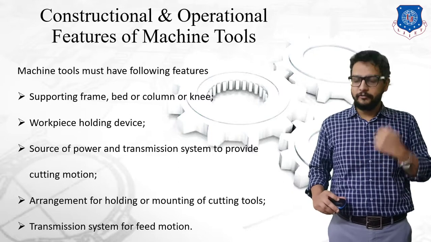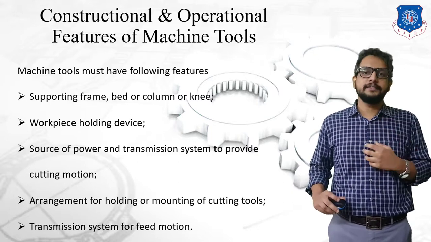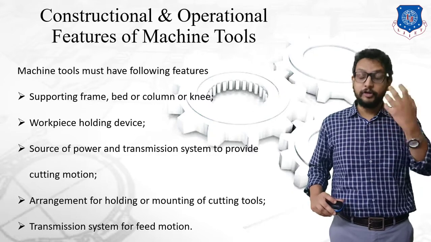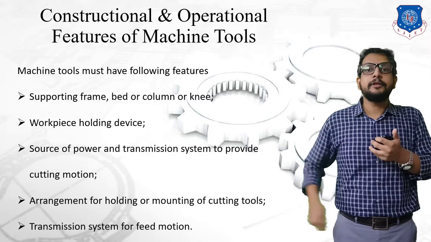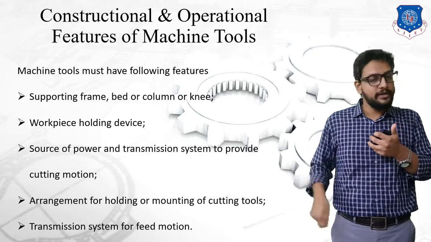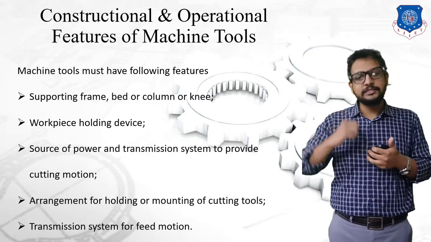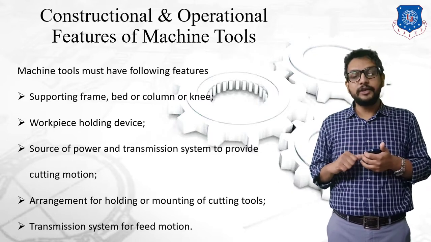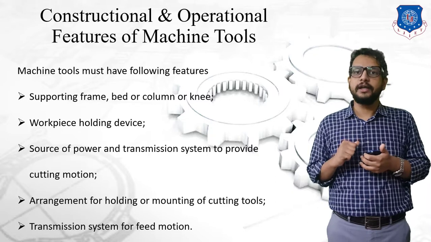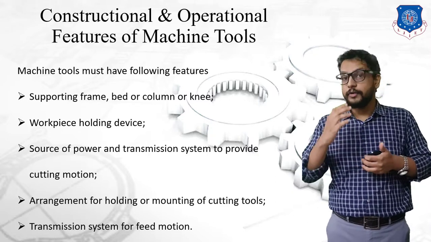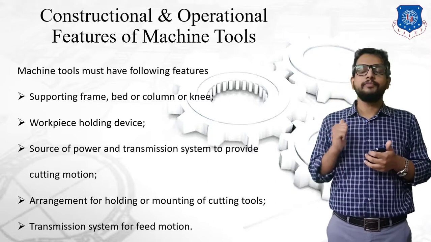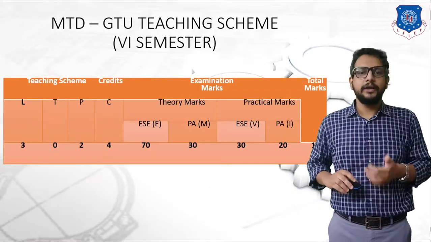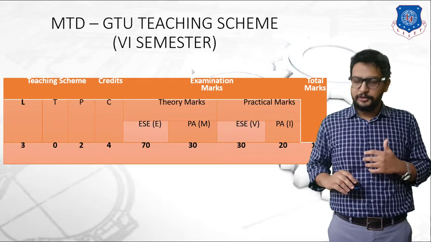Obviously we even need a tool holding device. A tool post is provided on a saddle, and we can move the tool post by means of a handwheel. And last, we need a transmission system for the feed motion. Specifically, a gearbox arrangement has to be provided for performing the primary cutting motion as well as the auxiliary motions.